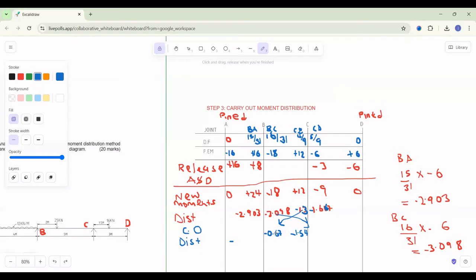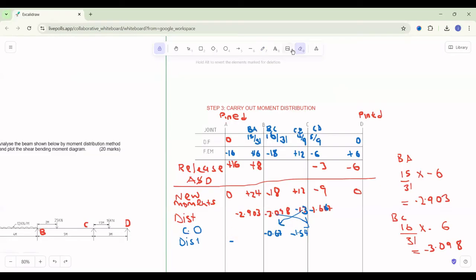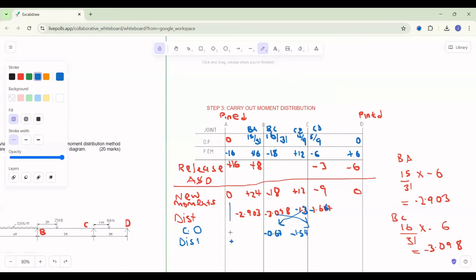So the out of balance here is negative, so the balancing moment will be positive. Yeah, this one, sorry. So the balancing moment here, remember the whole of this is zero, so it will be positive 0.32, right?